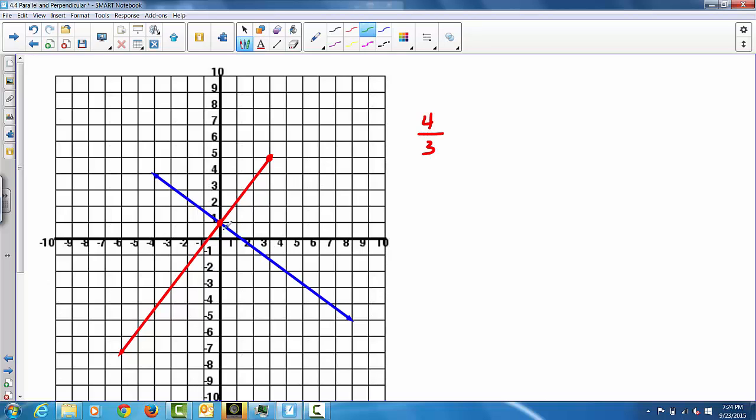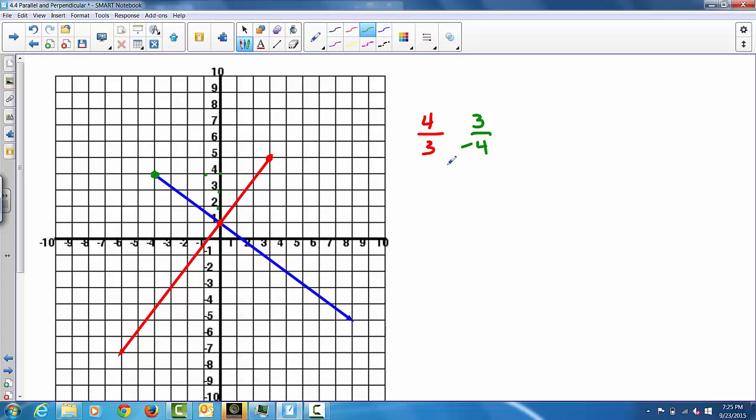Now for the blue line, let's find a spot where it crosses. Well, there we go again. And right here. So we go up 1, 2, 3, and left 1, 2, 3, 4. Up 3 and left 4.